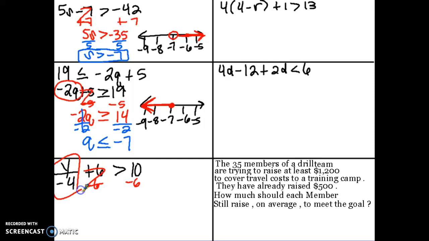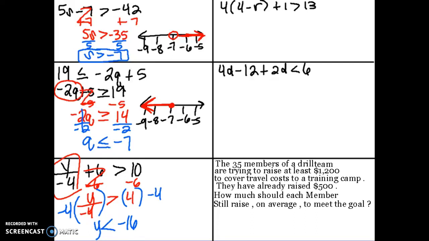That leaves me with y divided by negative 4 is greater than 10 minus 6, which is 4. When you have a one-step inequality written like this, this is division. So the inverse of dividing is going to be to multiply both sides by negative 4. I'm multiplying by a negative number, so I'm changing the sign of the right-hand side, which means I'm going to have to flip my inequality sign. y is now less than 4 times negative 4, which is negative 16.